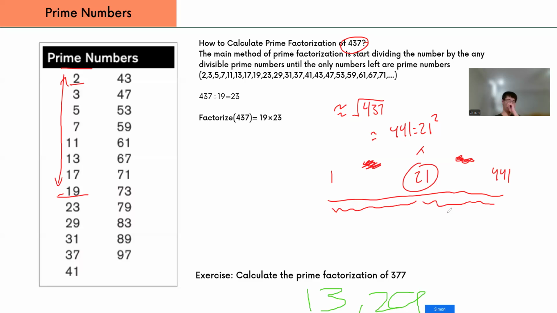All right. So, an exercise that I have at the bottom for this is to calculate the prime factorization of 377. I see someone's already found the prime factorization of 377.